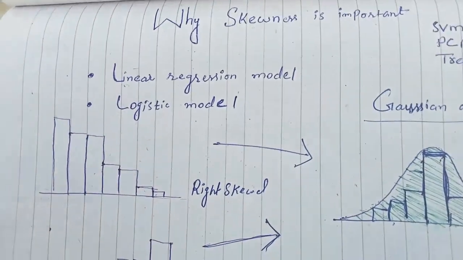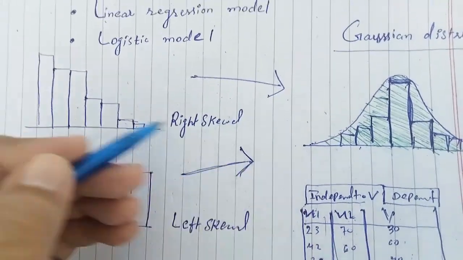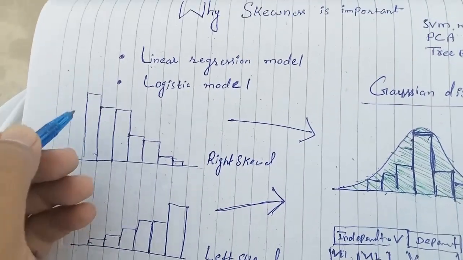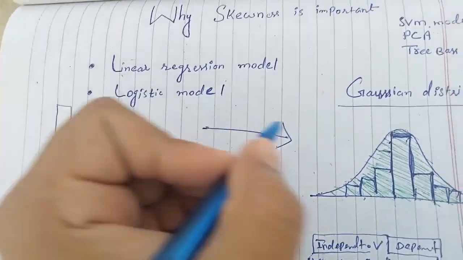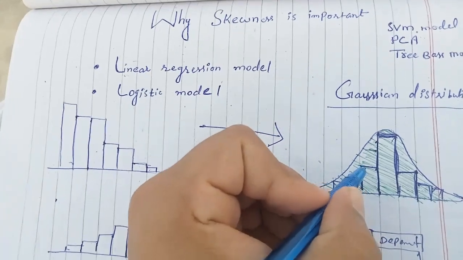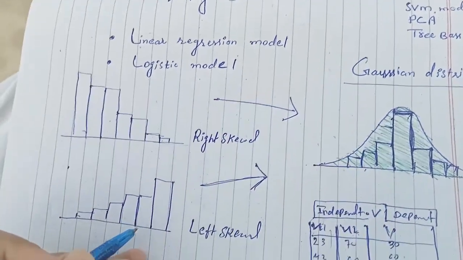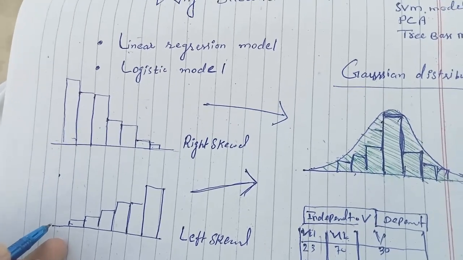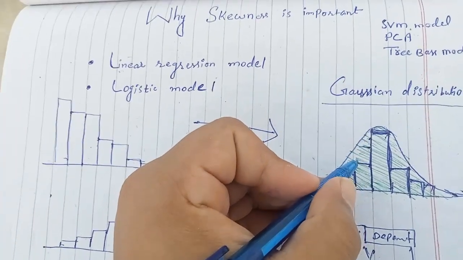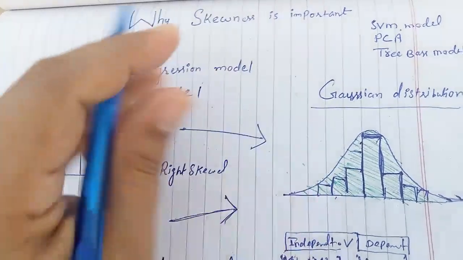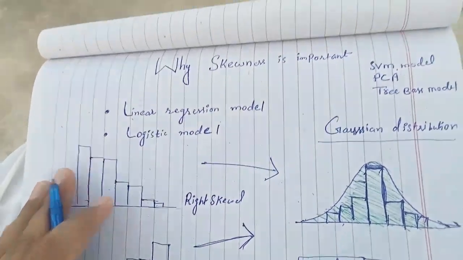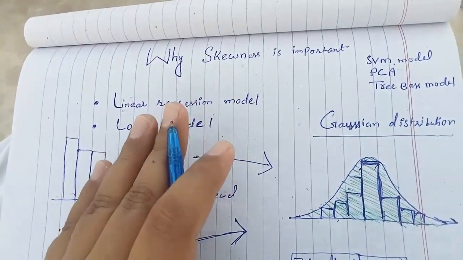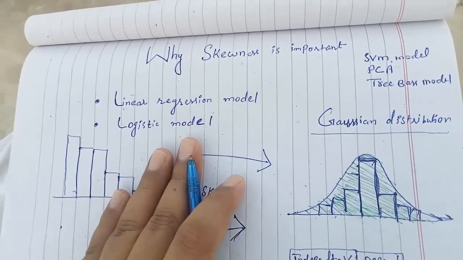After we plot this data set on a histogram, if it shows this skewness, then we will be able to transform it into a normal distribution. If it is a left skew, where the tail is to the left side, we will also transform this to the Gaussian distribution. That is why it is very, very important.